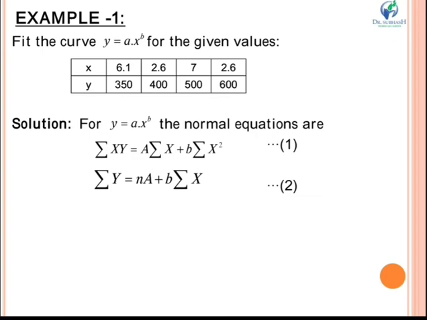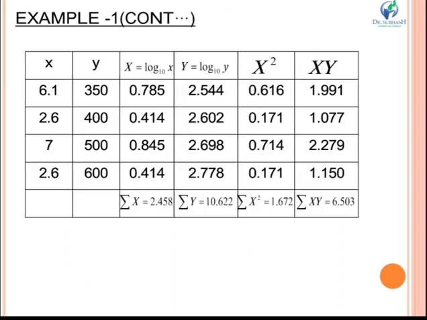Now let us take one example. Here our given curve is y equal to a into x raised to b, and four values of x and y are given to us. First I will write the normal equations of the given curve, and here n will be equal to 4.